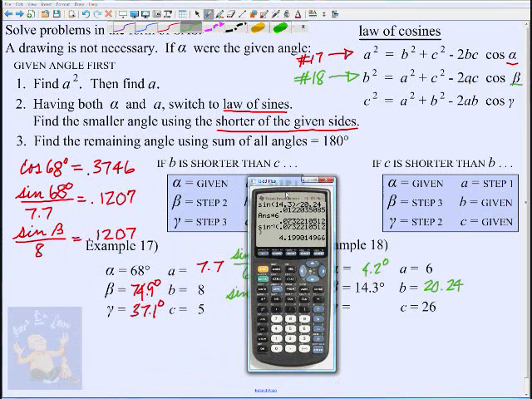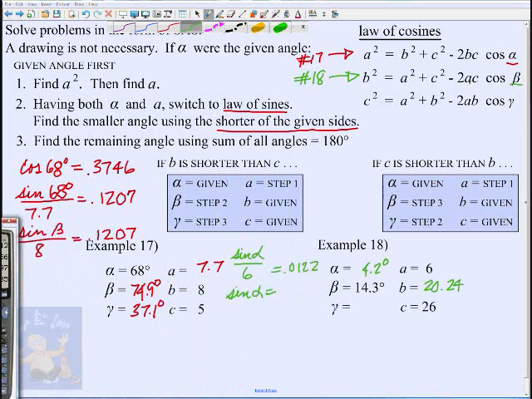Certainly obtuse, isn't it? If I add to 14.2 my beta, 14.3, this was 4.2 plus 14.3, and then I find the difference with 180, I know gamma is 161.5. 161.5 degrees. Okay, that looks pretty good to me. How does that look to you?